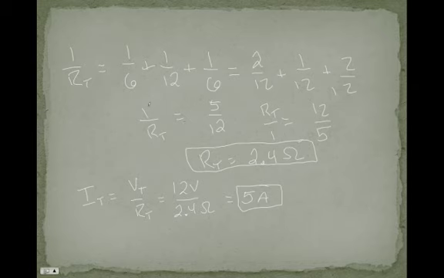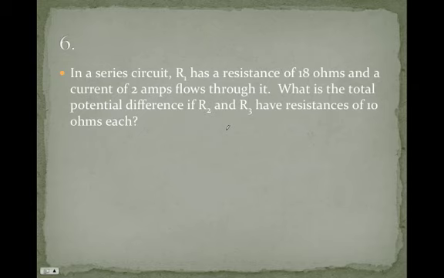Now, just a quick note on this. If you did this in your calculator, you would have got 1 over total is equal to 5/12. And if you just put your answer as 5/12, you'd be wrong. You have to flip it. So you do 1 divided by 5/12, and that would be your answer. All right, question number 6.